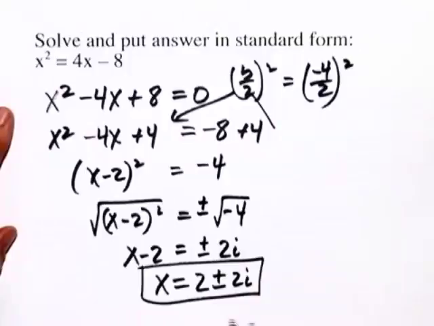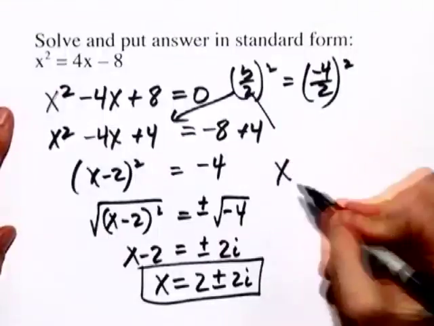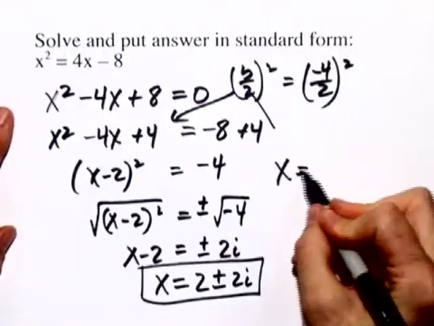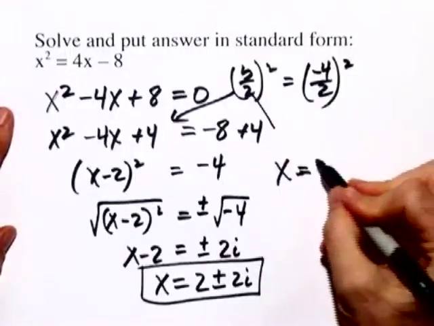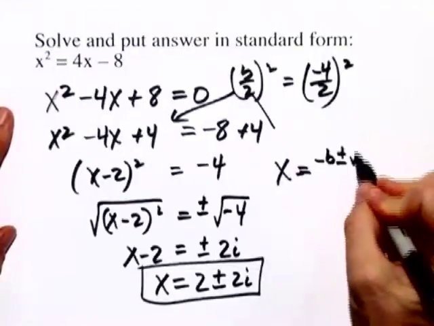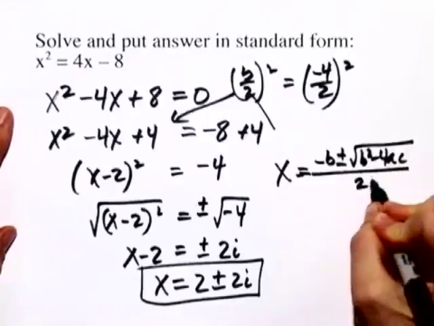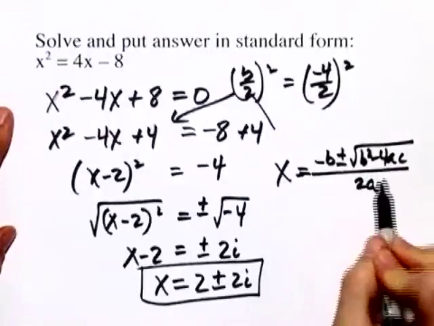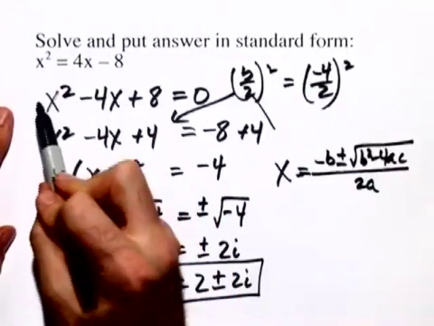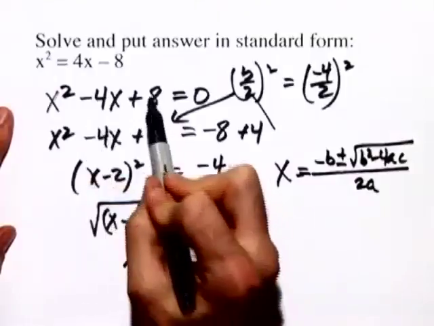Now again, if you don't like completing the square, you can always use the quadratic formula. You just need to memorize the formula. The formula to solve for x can be memorized by learning the following song. X equals negative b plus or minus the square root of b squared minus 4ac all over 2a. So check it this way and see if you get the same. Remember, a will be 1, b will be negative 4, and c will be 8.